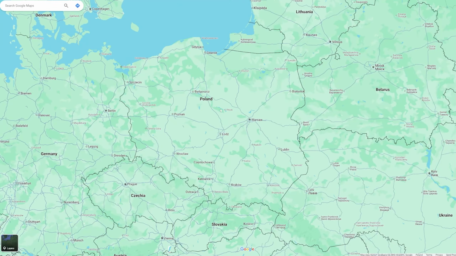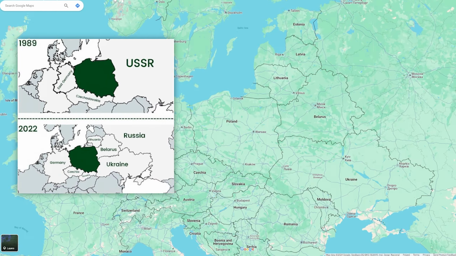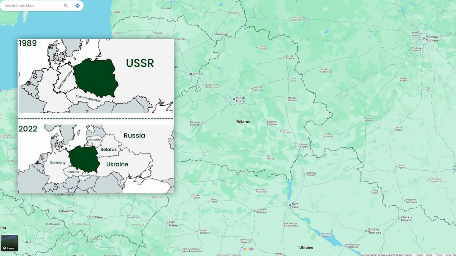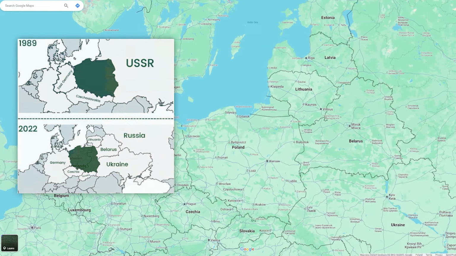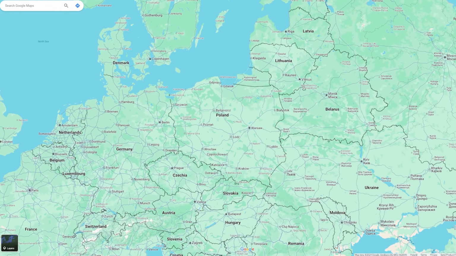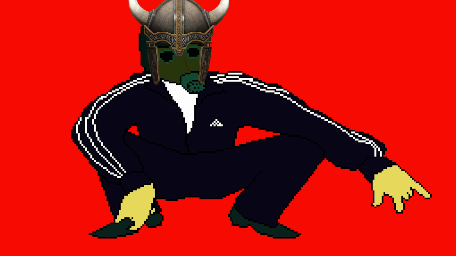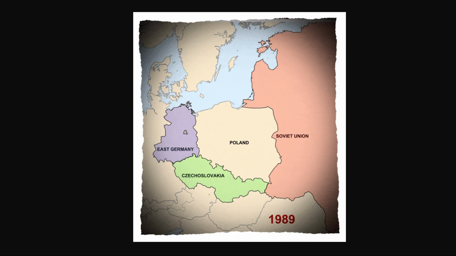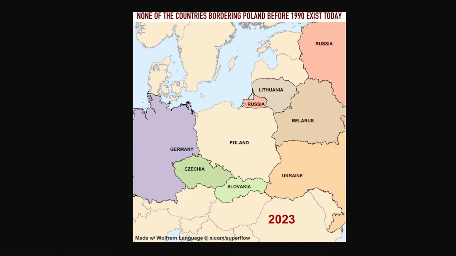So this is Poland, and none of the 7 countries that currently border this nation existed before 1989. And the reason for this is quite interesting, and I'll get into it in a second. Hey Slavic Vikings, and in a nutshell, the reason for this is that communism fell in Europe.